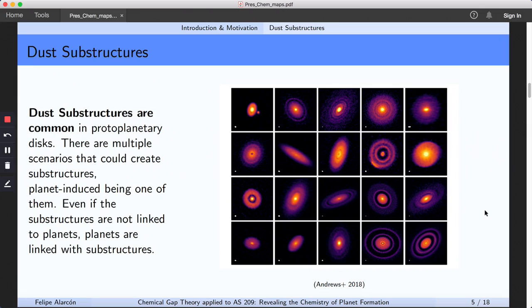So from the DSHARP survey, which is the image that I'm showing you here, we know that particularly in a subsample of 20 disks, all of them show dust substructures in the dust emission images. Among those substructures, we can observe gaps, rings, and spirals. We can link these substructures to being induced by planets or some other mechanisms that we're not completely sure of, but we know that if a planet is forming, it will be linked to a substructure.